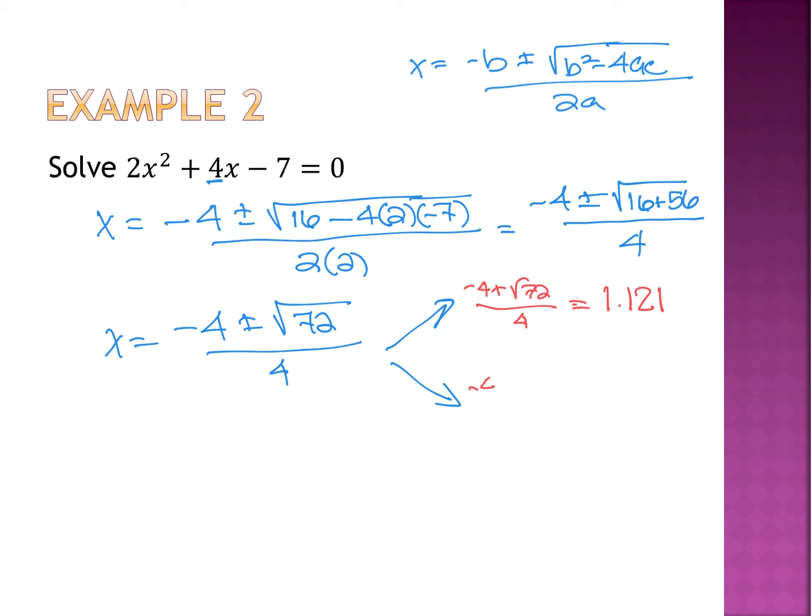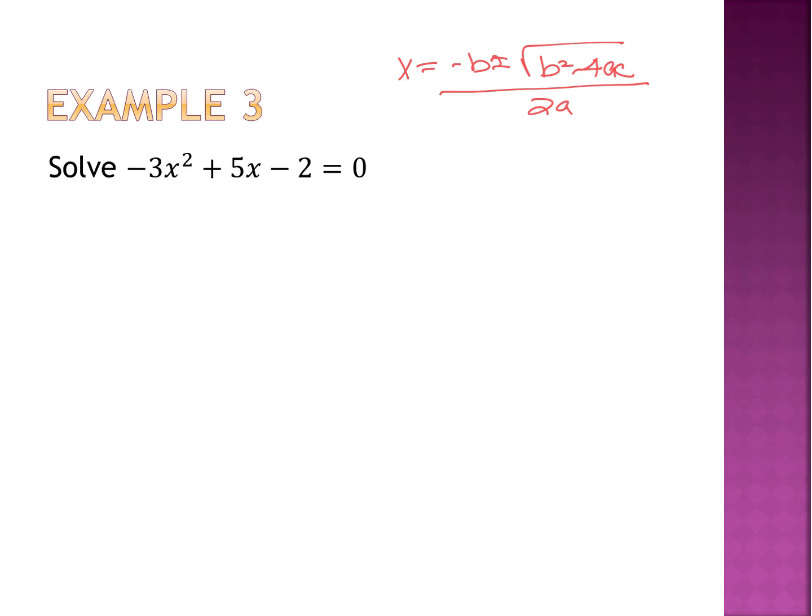And when I take negative 4 and subtract the square root of 72 and divide that by 4, I get a negative 3.121. So these two answers right here would be my two solutions.